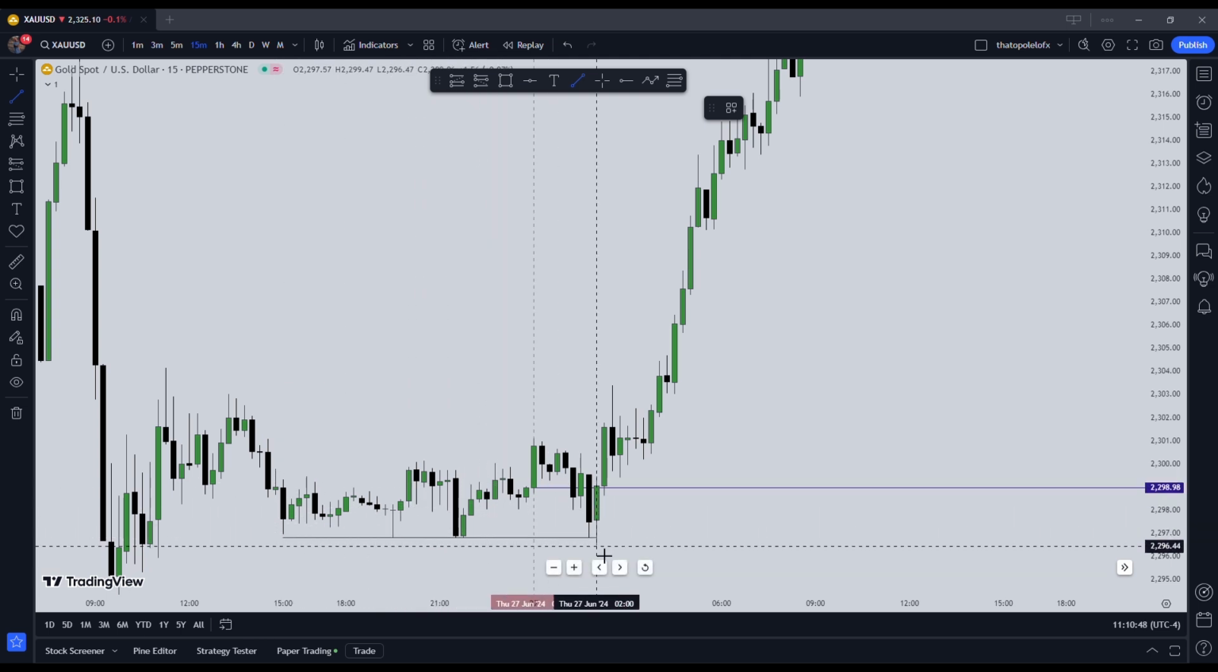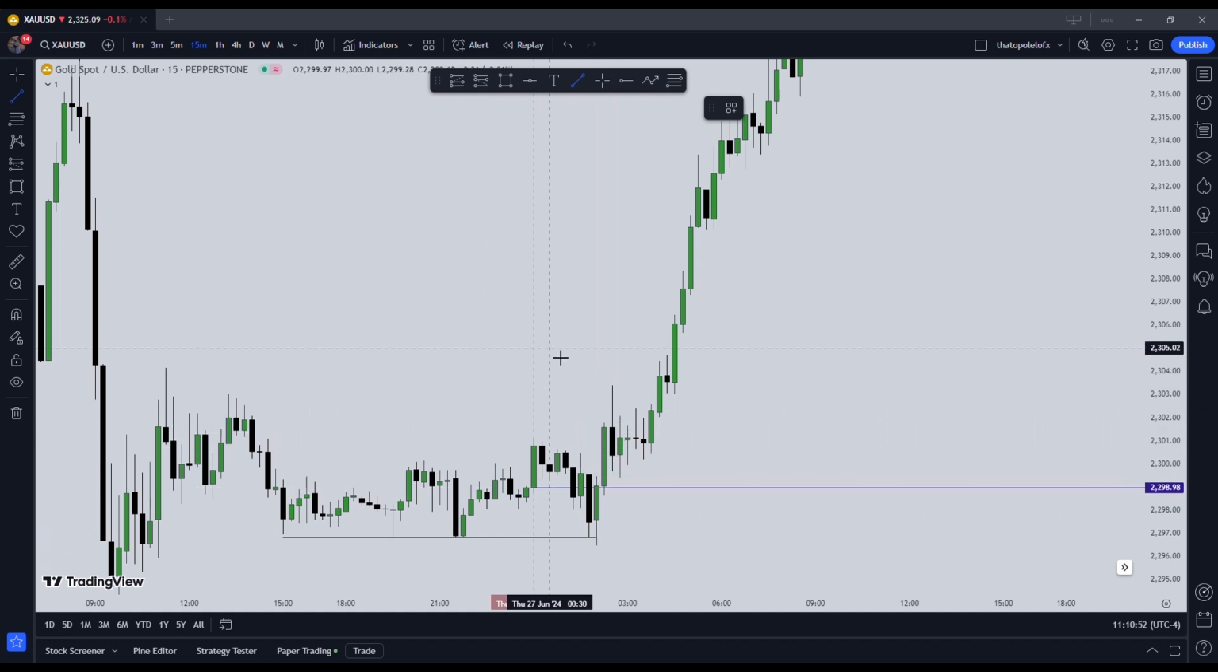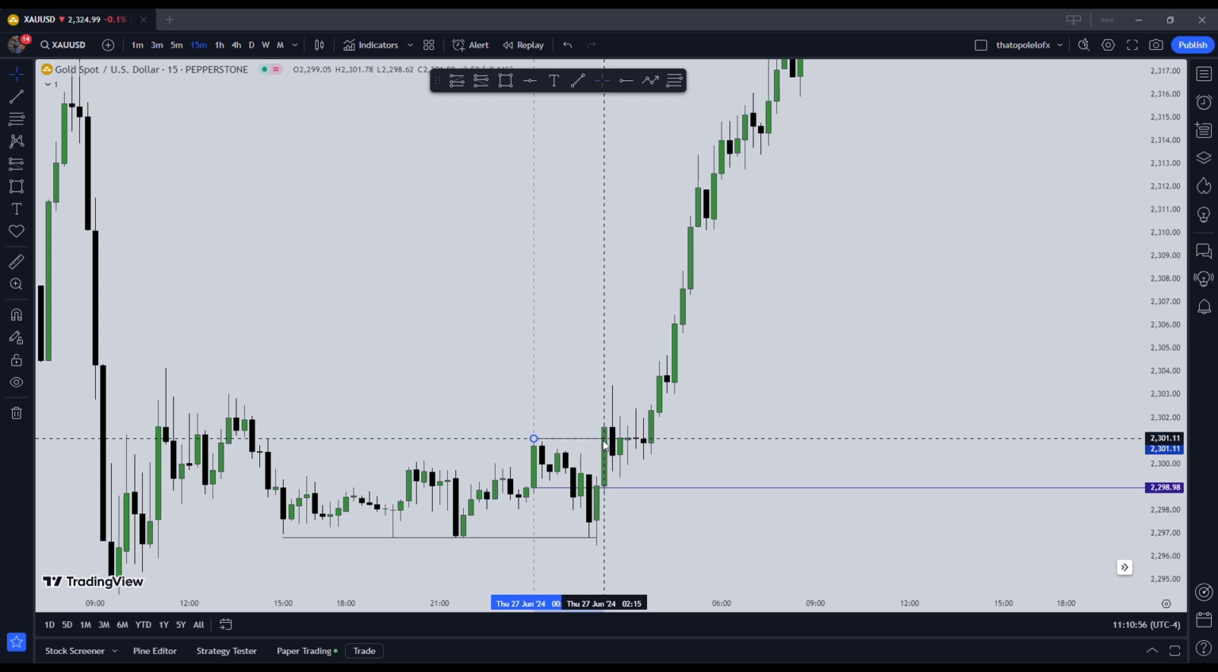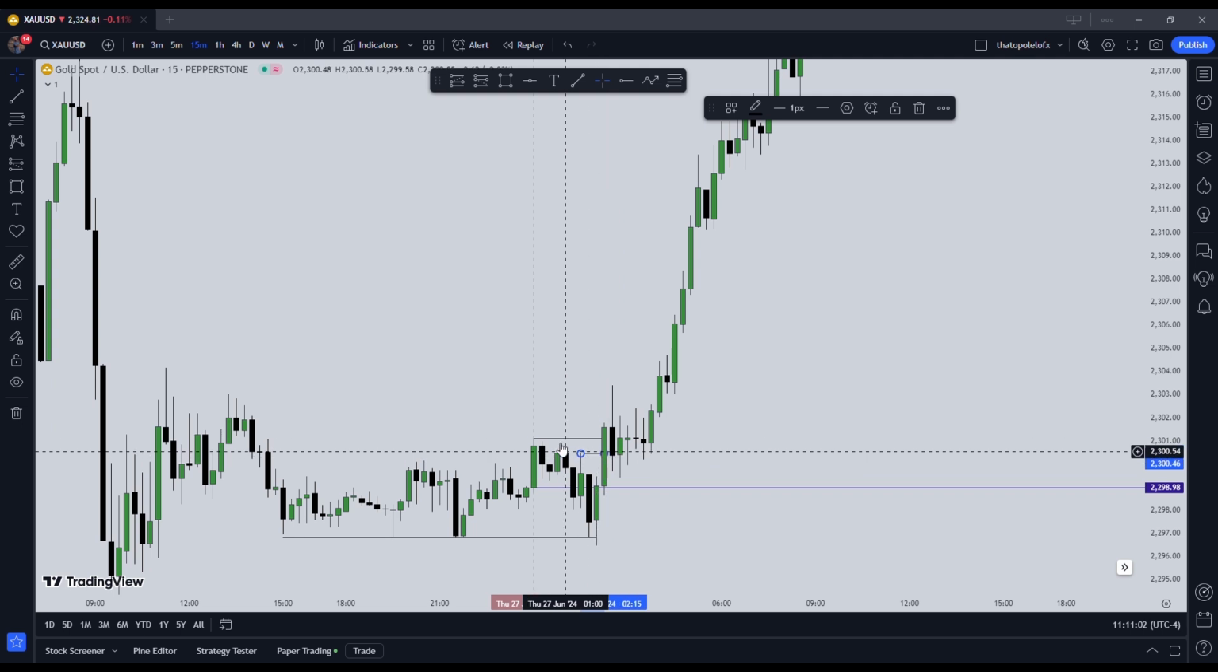And then what do we have now? Market moving up. And then we have a market structure shift. You can use this as your market structure shift. It's still safe, still fine. This could be your market structure shift.